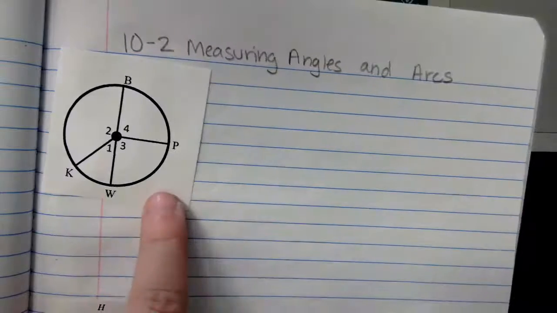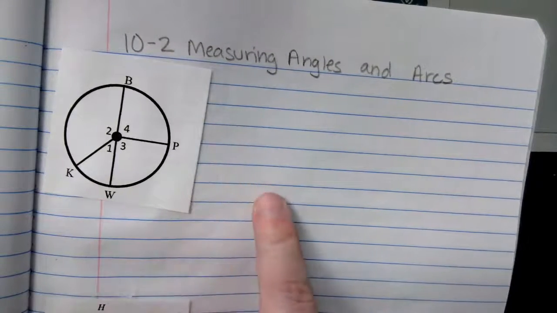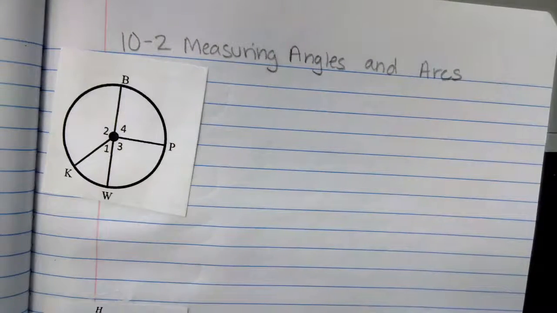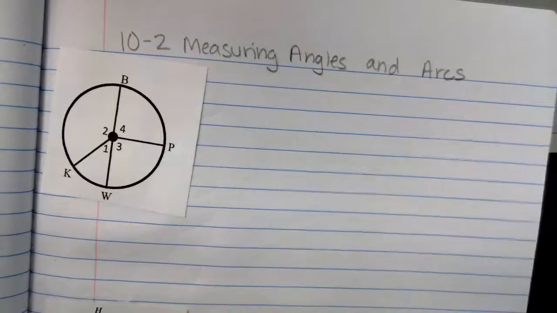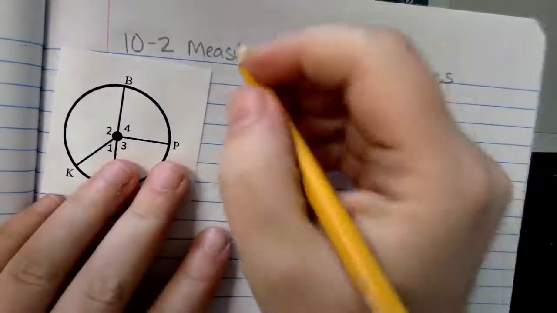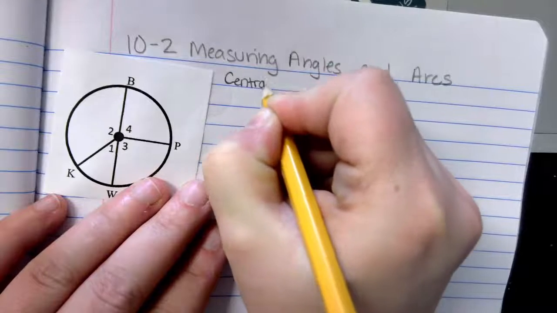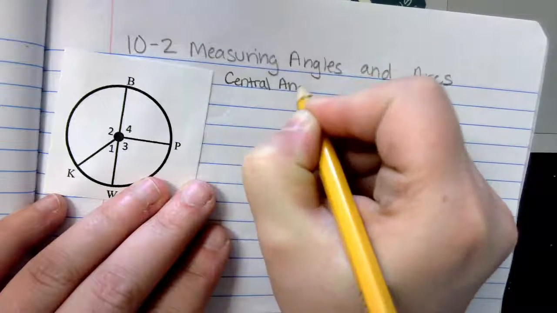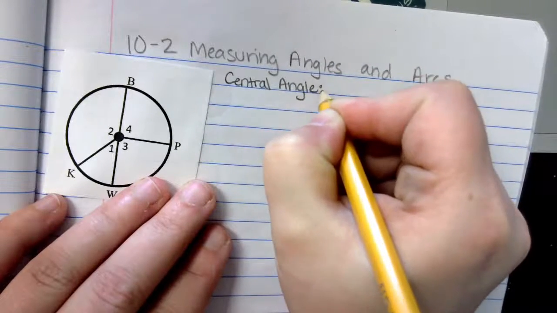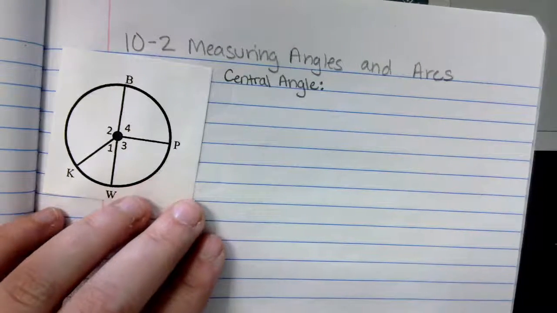Alright, we have kind of a lot of different vocabulary words. We have 5 vocabulary words today. Okay, our first vocabulary word is a central angle. Where do you guess the central angle is going to be? In the middle.